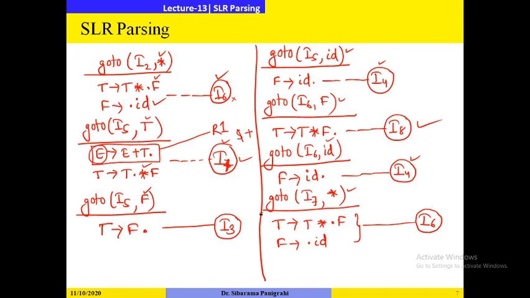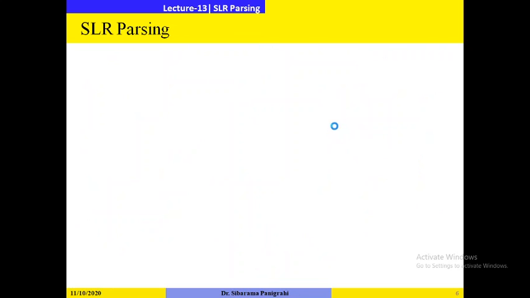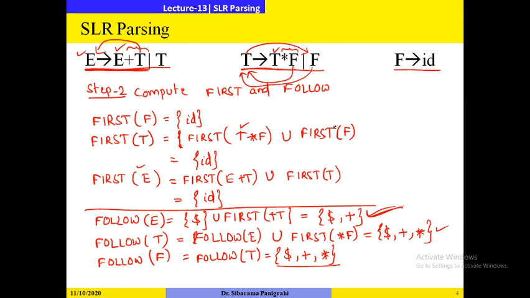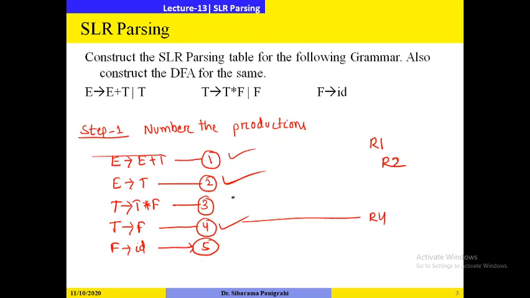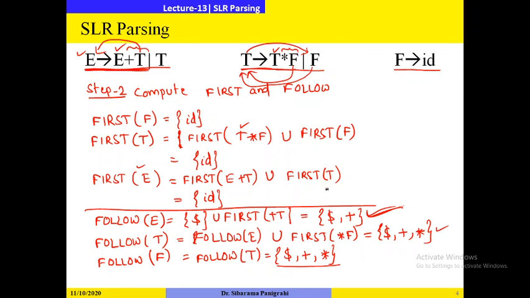Now let us go for I8. In I8, does the dot appear at the end? Yes, the dot appears at the end. So what do we have to write? We have to write R and the production number. T gives to T star F is which production number? Let me see. T gives to T star F is the third production. So I will write R3. Where will I write R3? I will write R3 under the follow of T.